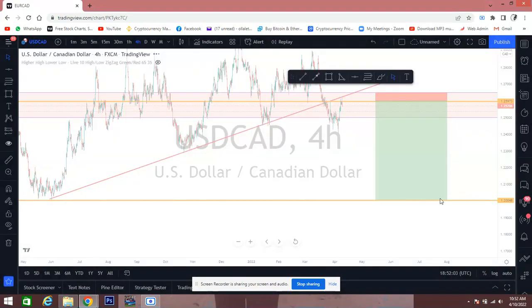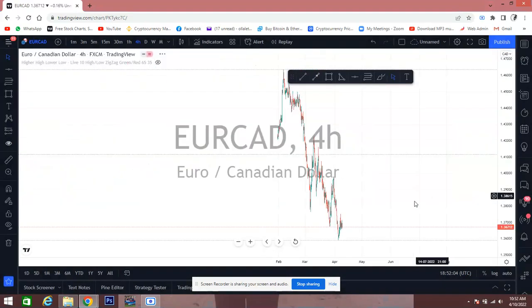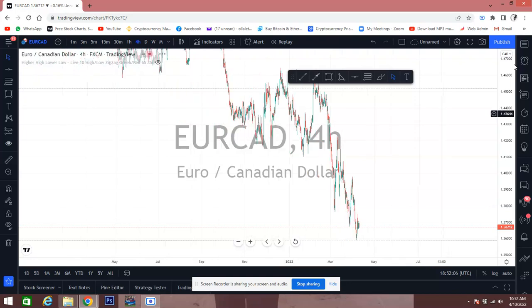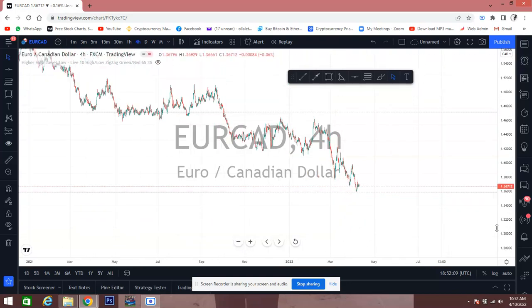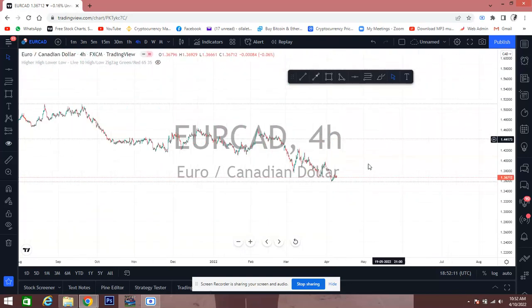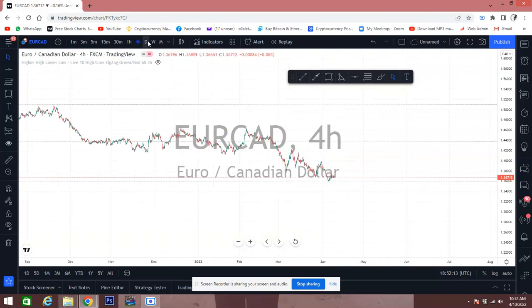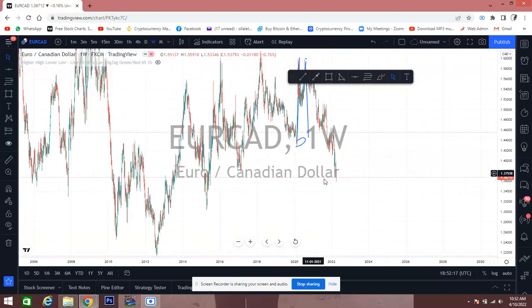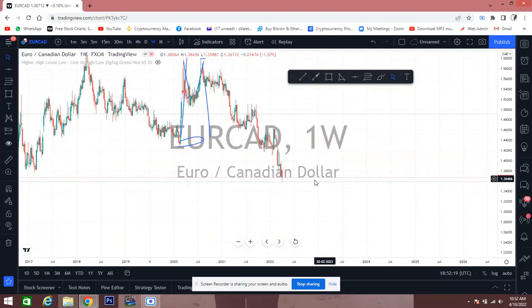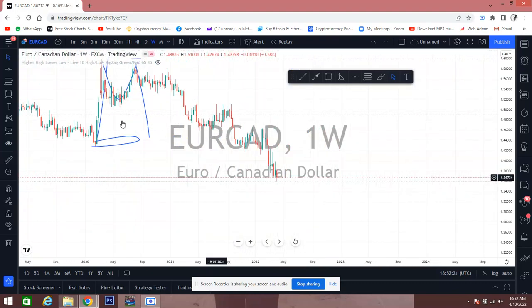On Euro CAD, this is Euro CAD. I don't really like this pair like that, but let's see what will happen with the time frame. On Euro CAD, wow, I did this setup myself, I forgot to mention. So those people, I mean, I don't even pay attention to this trade.